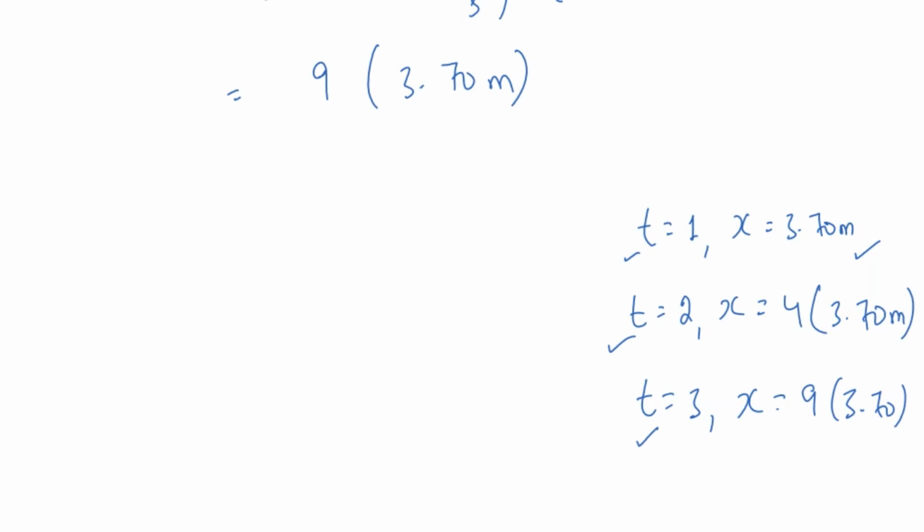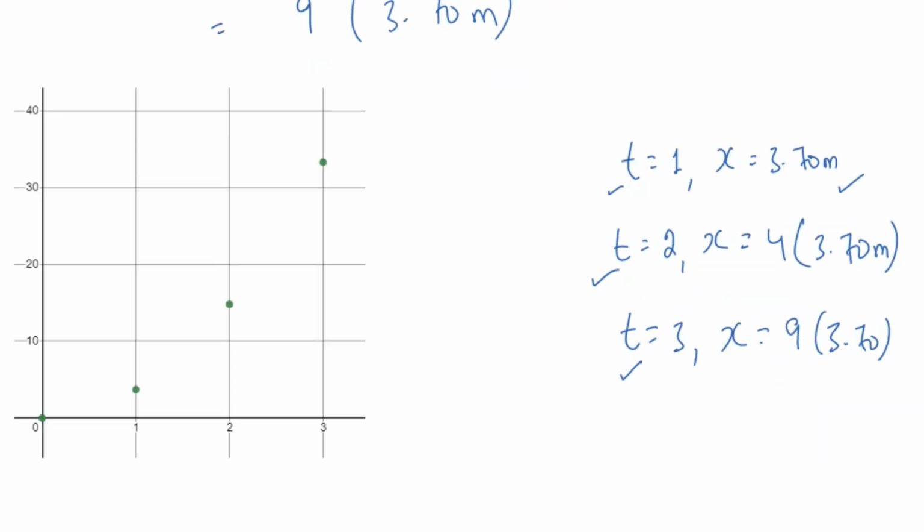So let's do one thing. Let's try to plot the x versus t graph for this example. So we have plotted this x-t graph, and these are the coordinates: at time t equals 1 second, the position is 3.70 meters. So 1 comma 3.70.